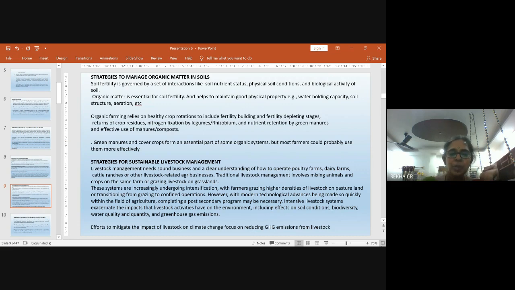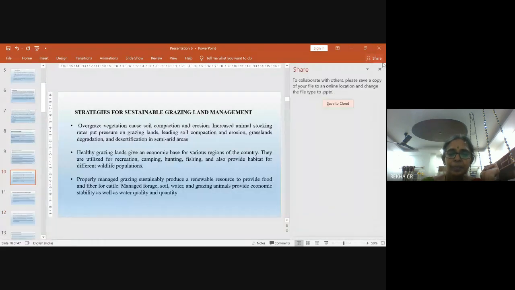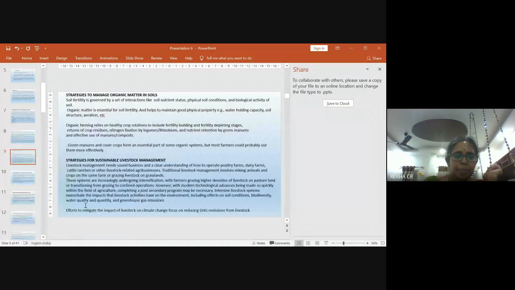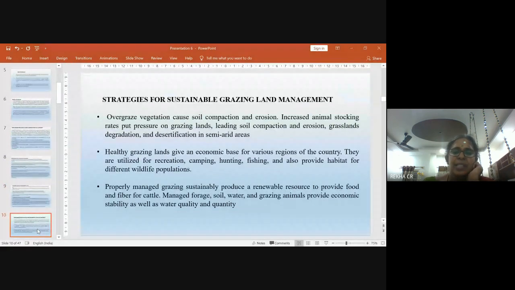So efforts to mitigate the impact of livestock on climate change focus on reducing the greenhouse gas emission from livestock. So strategies for sustainable grazing and land management.